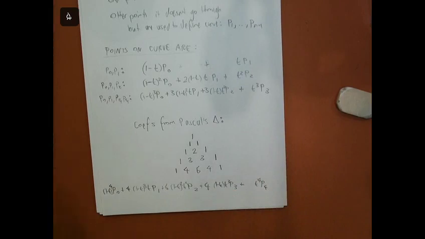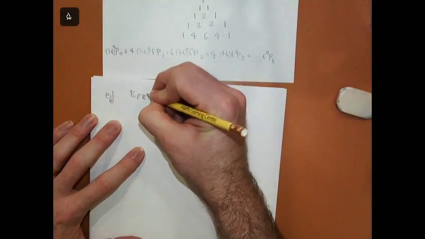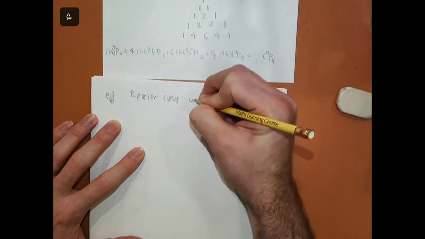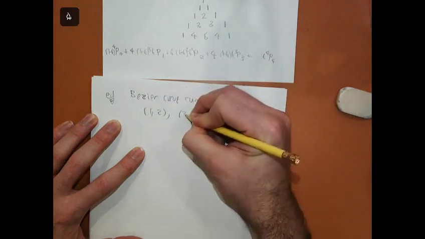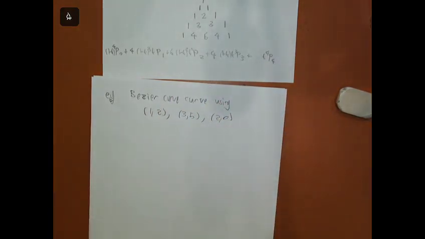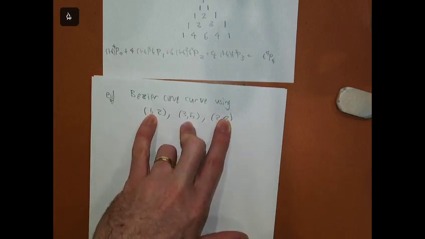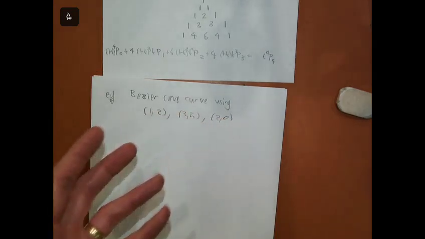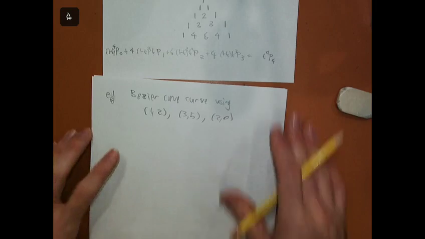And I probably should do a quick example, right? So, e.g. a Bezier curve using 1, 2, 3, 5 and 2, 0. Now you have to do them in order. If they're in a different order you'll get a different curve because it will pass through both of these ends and sort of go towards the 3, 5. If they were in a different order I would have a different starting and ending point. And even if you kept the same ending and starting point and moved the ones in the middle, it would be a different shape. So you need to keep them in the order they're in.